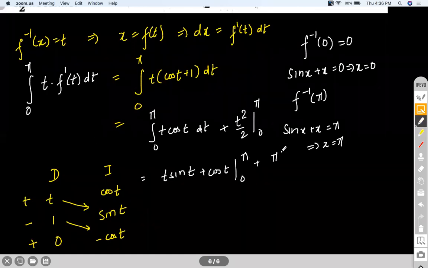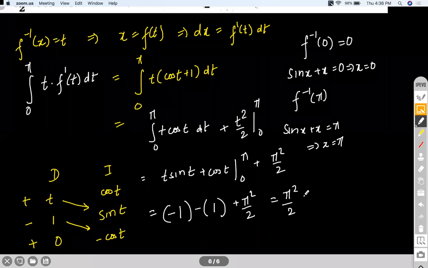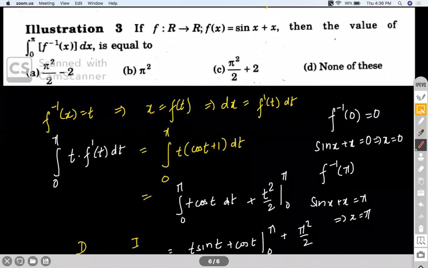This will just become pi square by 2. When you put pi, this will give you 0, while this will give you a minus 1. And when you put 0, it gives you 0, and this will again give you a 1. So your answer is going to be pi square by 2 minus 2. Which option is that? Option A is the right answer. Well done. I think the first one to answer this again was Srijan.